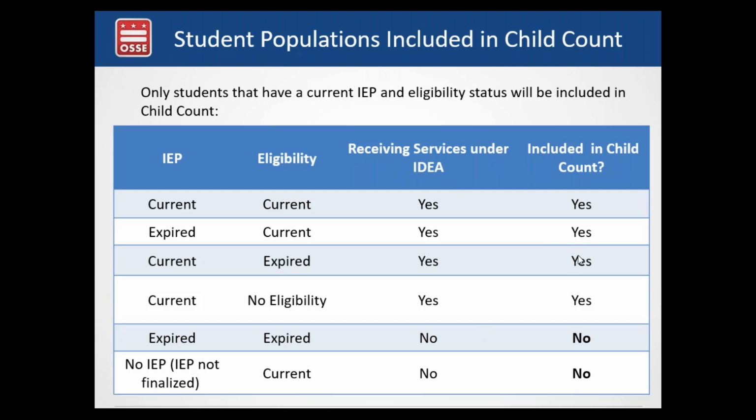The rest of the information on the chart basically is telling you which students are included as part of child count. An expired IEP but a current eligibility, the student will be included in child count. A current IEP but an expired eligibility, those students are also included. If you go down to the last two sections on this chart, if the student has an expired IEP and an expired eligibility, or no IEP in the system but a current eligibility, those students are not counted as part of child count.